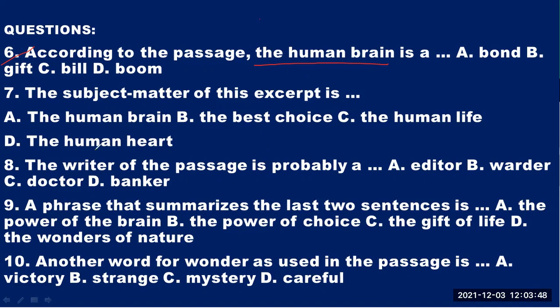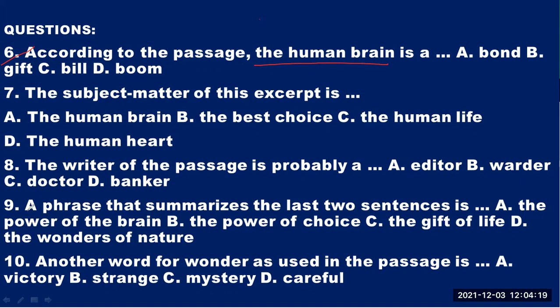Now, question number 8, the writer of the passage is probably A, editor, B, warder, C, doctor, D, banker. Well, we shall find out from the passage, all right? But we know from background knowledge that the person who is competent to discuss the human brain is the doctor.